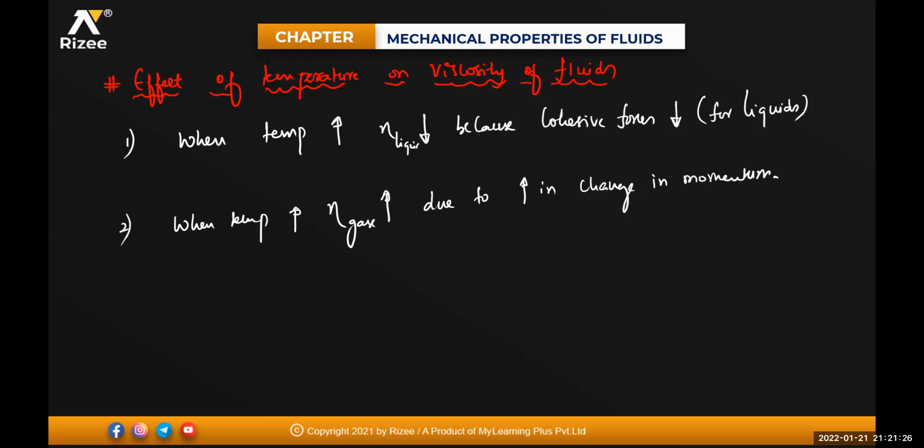Important points. When temperature increases, viscosity of liquid decreases because cohesive force decreases. Whereas when temperature increases, viscosity of the gases increases due to the exchange in your momentum. Clear? Clear, beta?